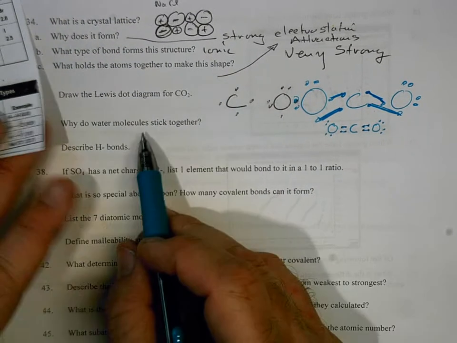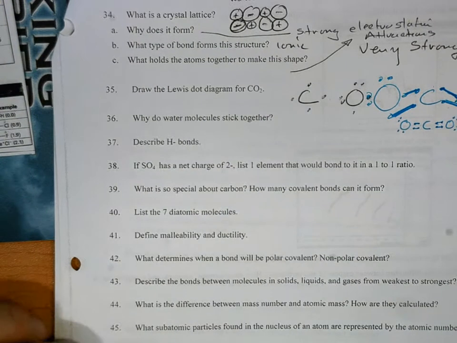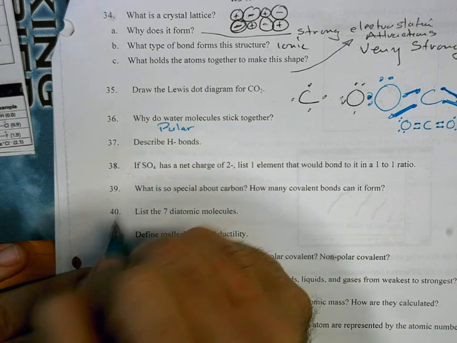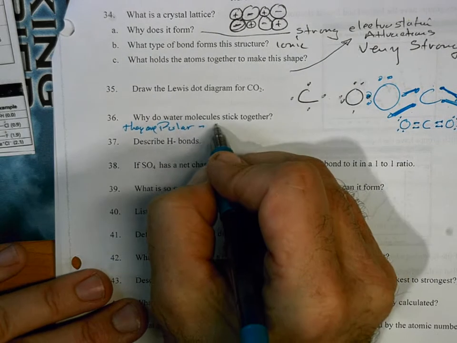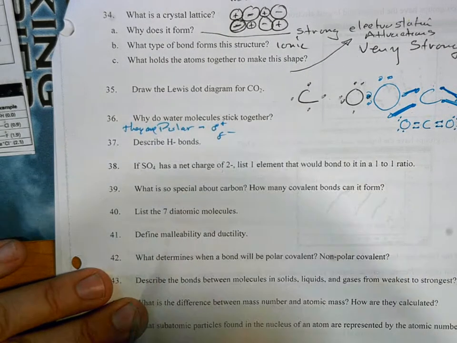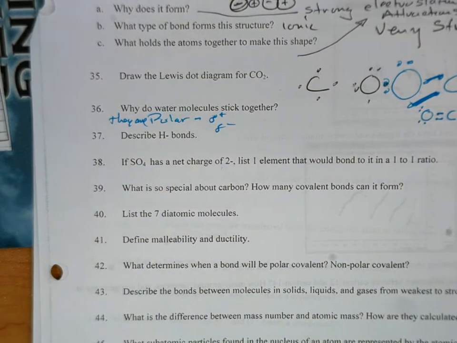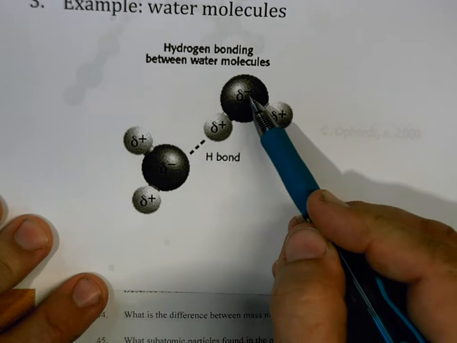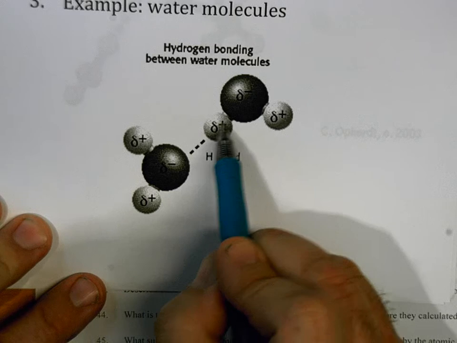Now the question here says, why do water molecules stick together? Well, water molecules are going to stick together because they're polar. They are polar, which means they have a partial positive side and a partial negative side. Let me zoom in here. I've got a diagram of that for you, from our notes. So if we take a look at this, we've got the oxygen with a higher electronegativity sucking the electrons towards it, which makes this partially negative over here, and this is going to be partially positive over here.